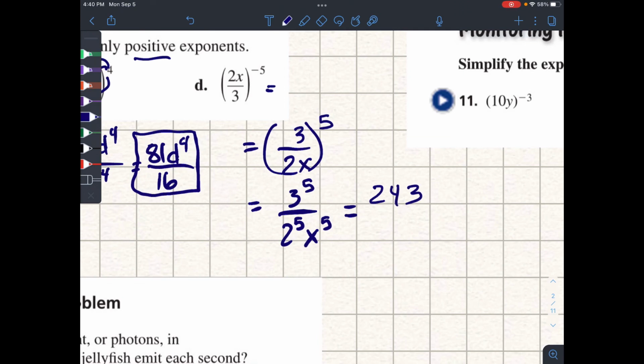Again, if you left that as 3 to the 5th, I wouldn't be upset. That would be an adequate answer. 2 to the 5th, I think, is something most of us can figure out without even a calculator. Multiplying 2 times itself 5 times, you just double every time, right? X to the 5th is x to the 5th. We just leave that as it is.